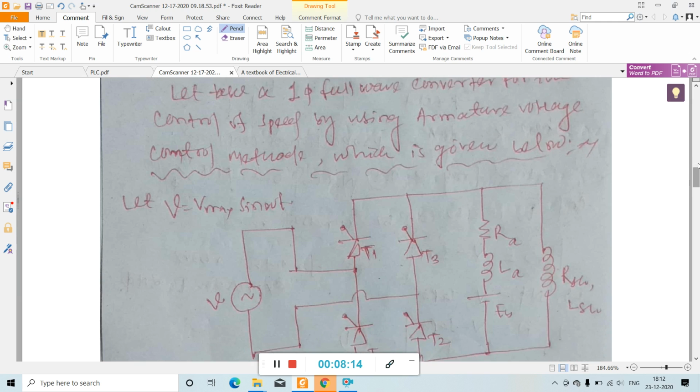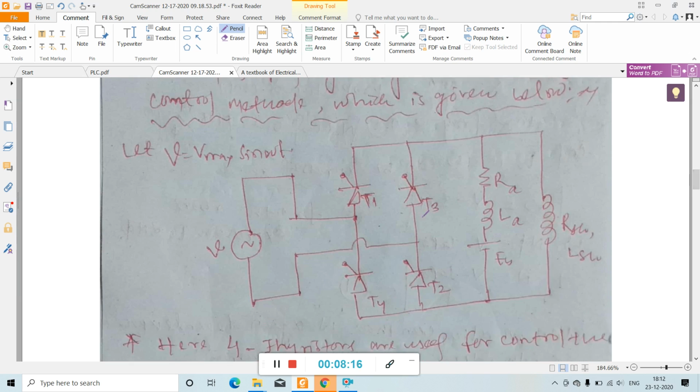See, this is the single phase full wave converter. I already told you about the single phase full wave converter in the rectifier or converter chapter. This is the AC supply, this is the bridge, the converter circuit connected in bridge form. Four thyristors T1, T2, T3, T4 are connected in bridge form. Then this part is your shunt motor. Here you have the shunt field, and this is the armature.